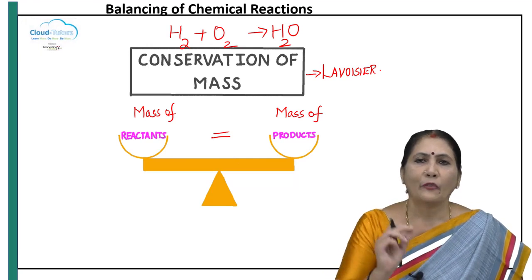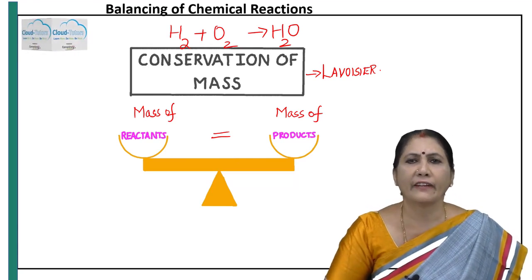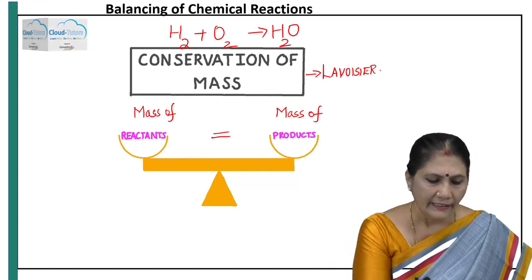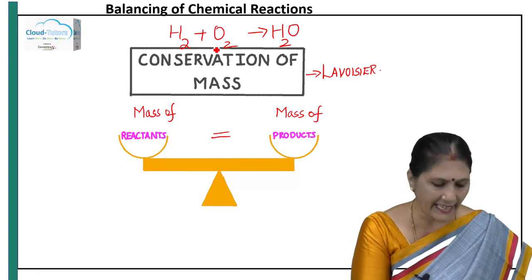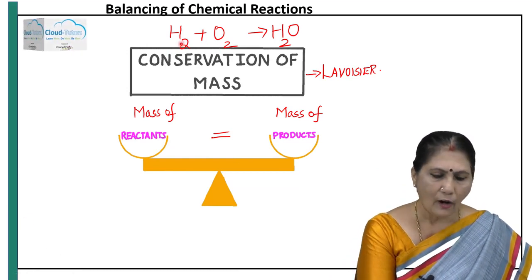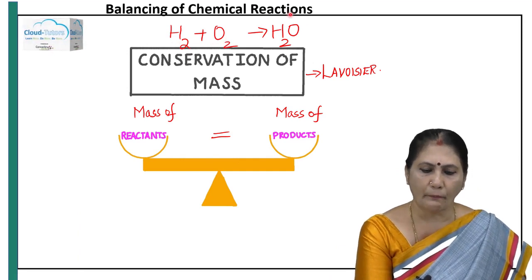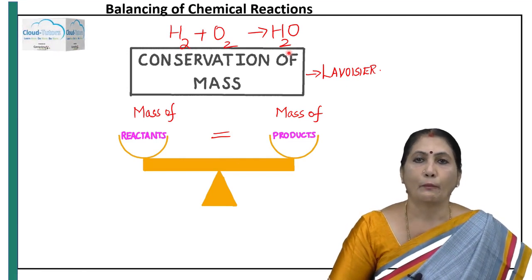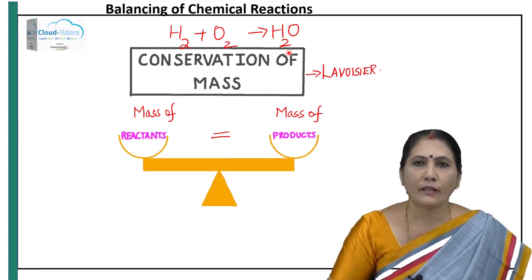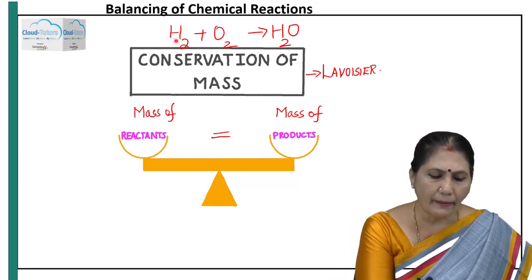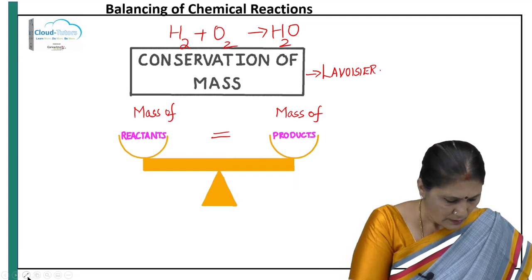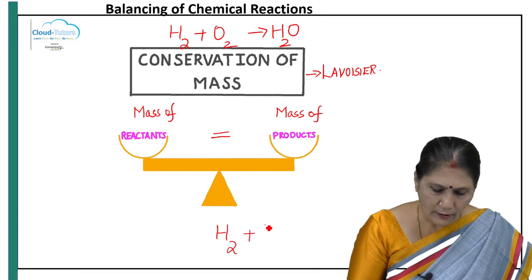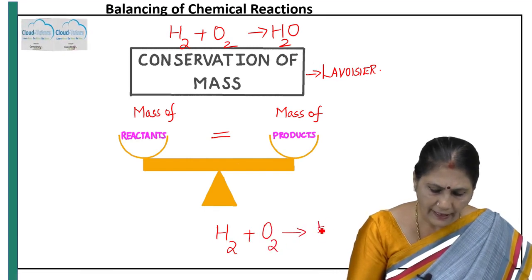Now, the very meaning of this law of conservation of mass makes everyone understand that the number of atoms on the reactant side should always be equal to the number of atoms of the elements present on the product side, which is probably existing in the compound form. So very quickly, let me just balance this equation. H2 plus O2 gives H2O.